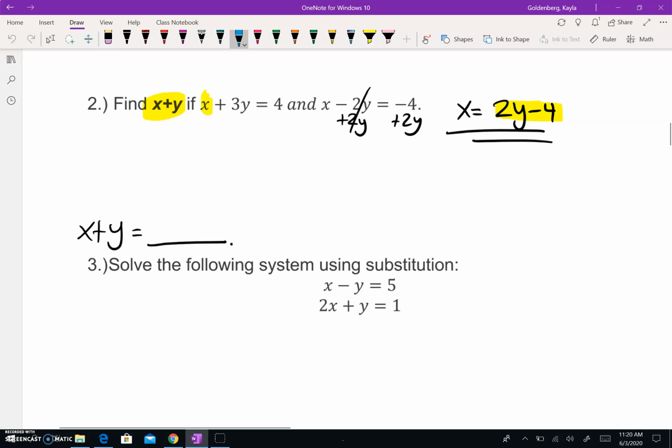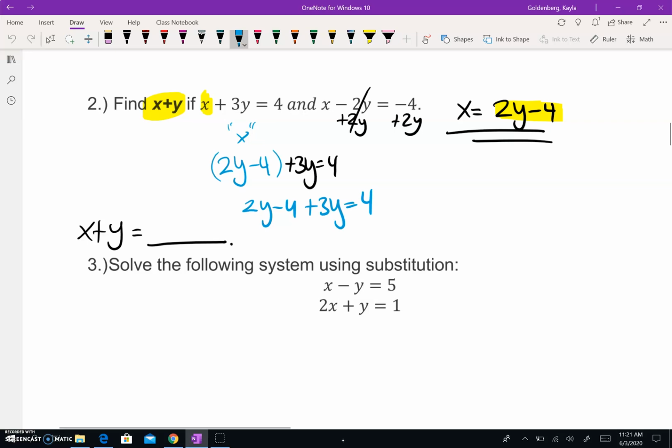So I'm going to write that out. I'm going to say 2y minus 4, we're going to call that like our x, and we're going to say that plus 3y equals 4. And now notice the only variable I have is y. So I can easily solve for what y is equal to. So let's see. 2y take away 4 plus 3y equals 4.